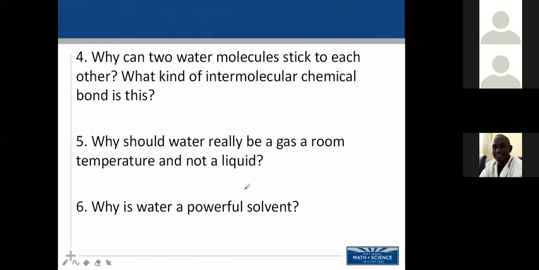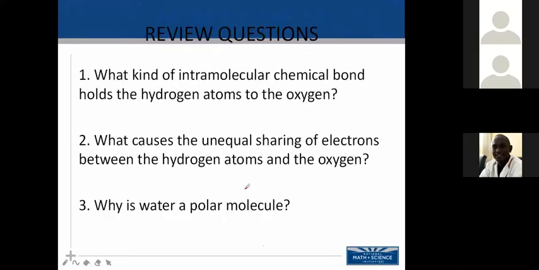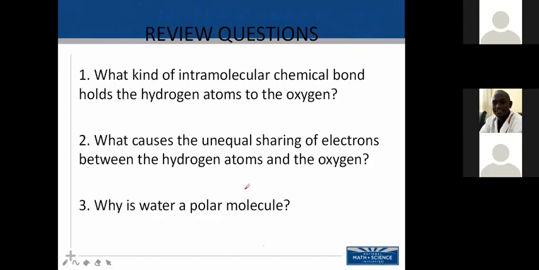For question 2, the answer is because of the difference in electronegativity. Oxygen has a higher electronegativity than the hydrogen. So oxygen will attract the electrons to itself, causing the hydrogen to have partial positive charges. Since the oxygen has attracted the electrons to itself, it will gain 2 partial negative charges on top of its electronegativity.